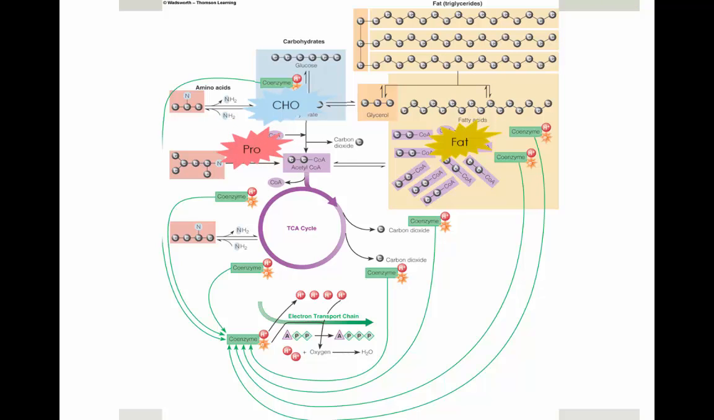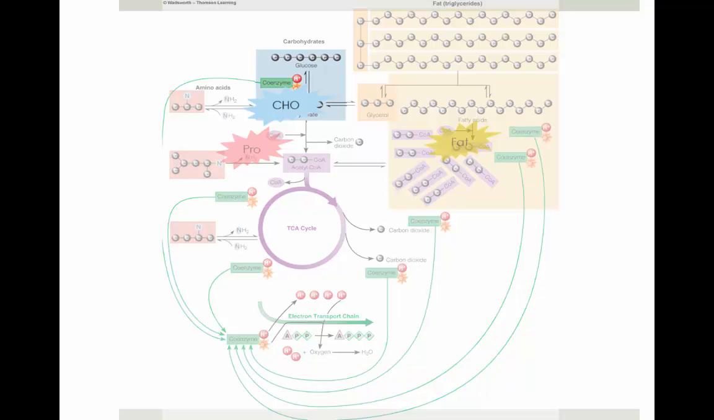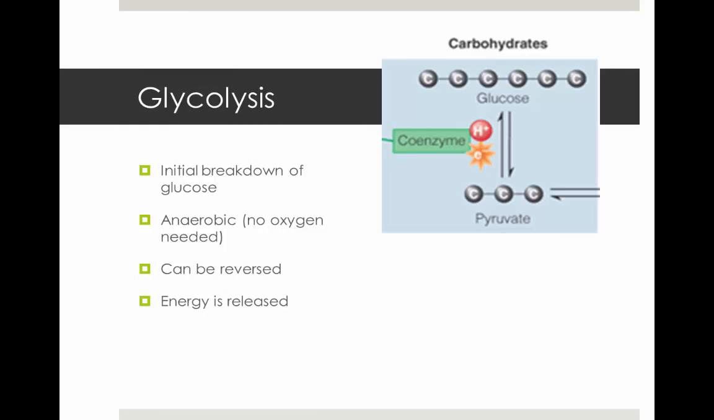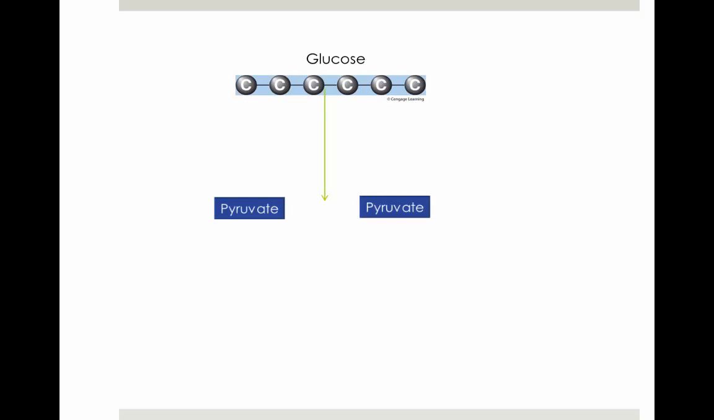Let's take a look at each of these individual pathways, starting with carbohydrates, identified in blue at the top of the graphic. The initial breakdown of glucose is called glycolysis. Glycolysis occurs in the cytosol of the cell and requires no oxygen. The first thing to notice is the arrow between glucose and pyruvate is reversible. This is a very important concept because it means that at any point along this pathway, the process can be reversed and glucose can be made.